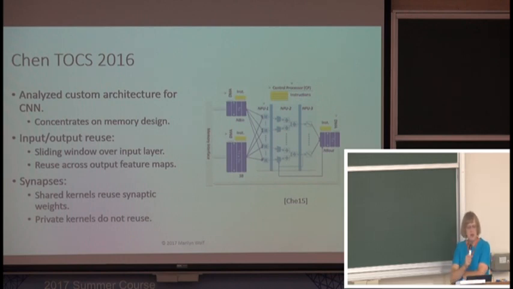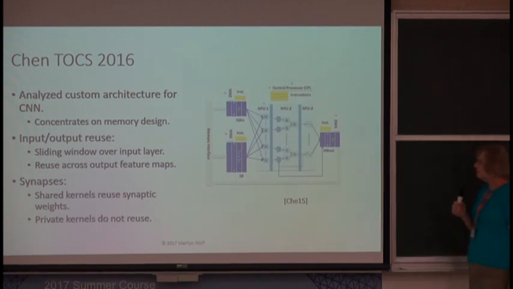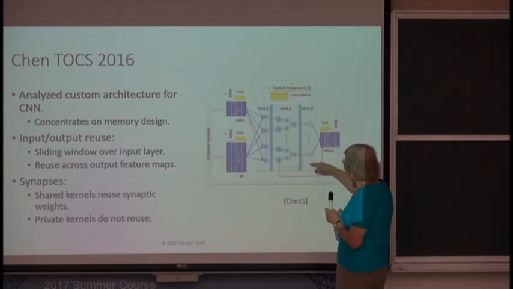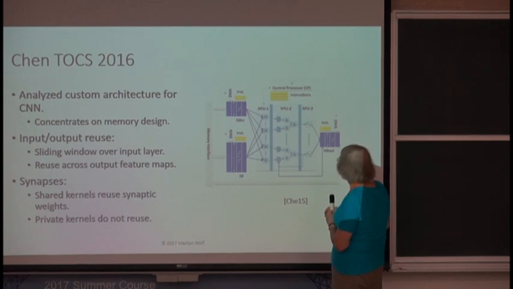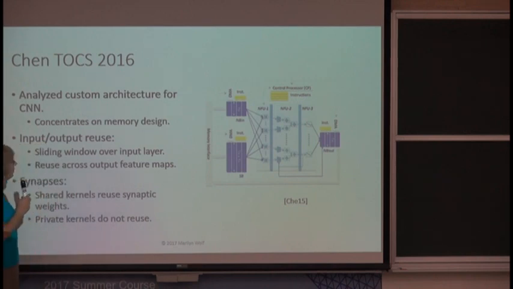So there has been some work on convolutional neural network architectures that are custom. And this paper, which came out in the journal version, at least, in 2016, is one of the more ambitious examples of that. This block diagram is from their paper, and shows you the basic structure. A lot of the work they did went into the memory design. As we've seen, memory design is very, very important.